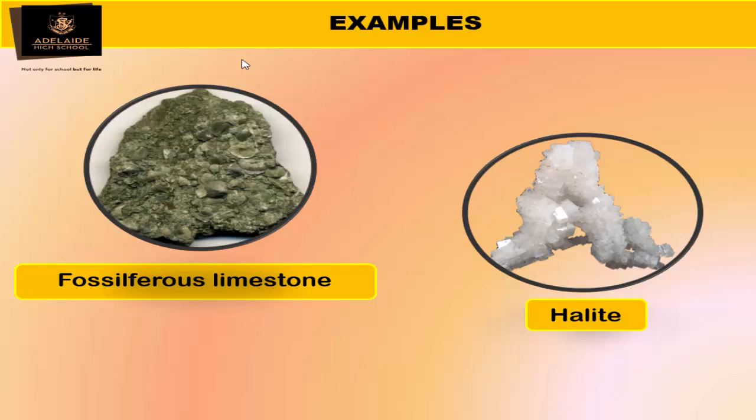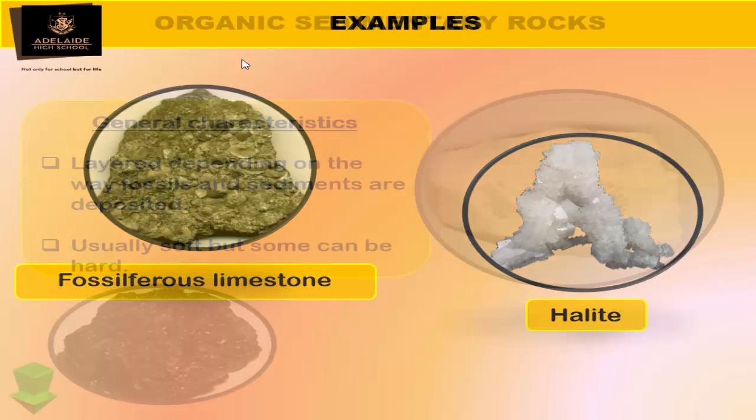Fossiliferous limestone. Limestone is one example, but within the limestone, you have many categories. The next one here would be halites, as I've mentioned before. There are some more of these sedimentary chemical rocks that you will see, but more or less these two are the most important ones, okay?